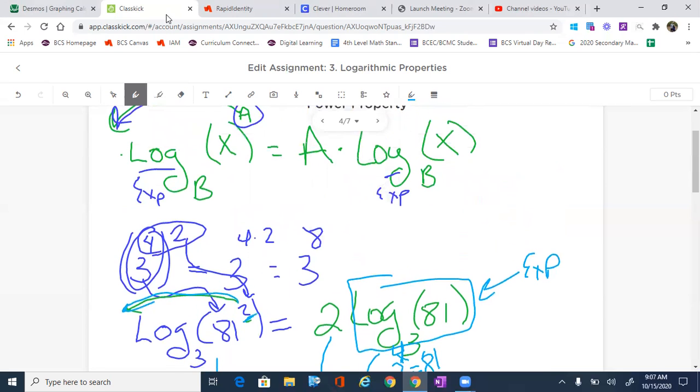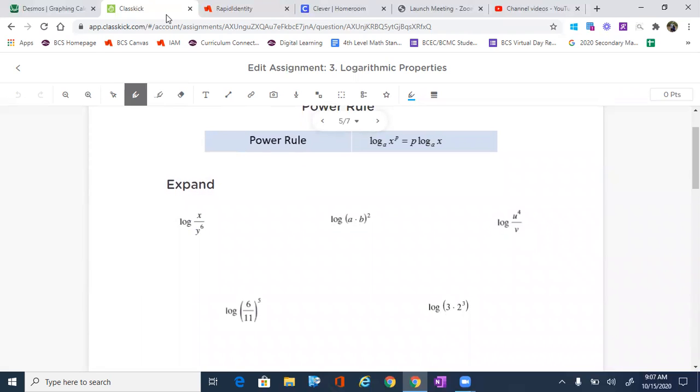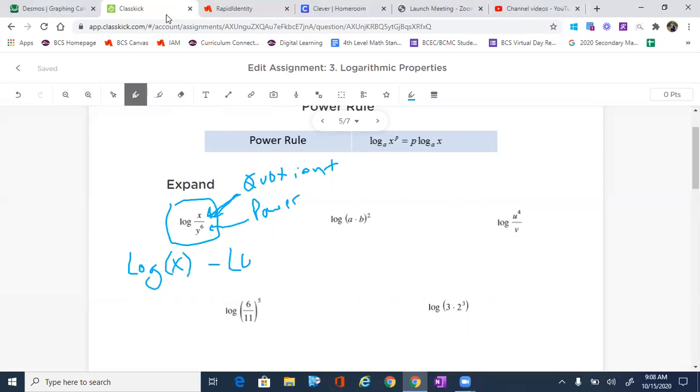So let's do a couple of examples of this, where we expand these out a little bit. So the best ones I've got involve other properties right now. So I'm going to take this first one where it says log of x divided by y to the 6th power. You're going to notice that we have the quotient property in there. And of course, we have an exponent in there, so we probably have the power property in there as well. So I'm going to always start with getting to those quotients. So I'm going to write log of x minus log of y to the 6th power.